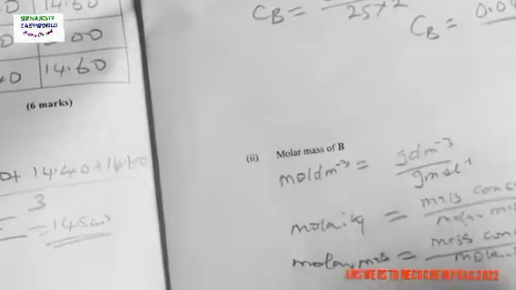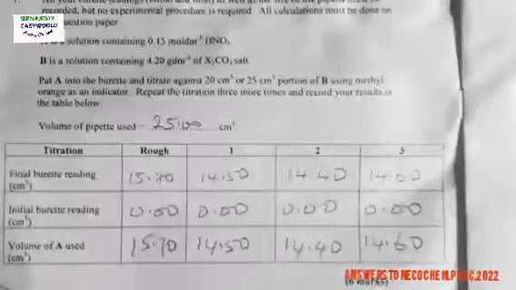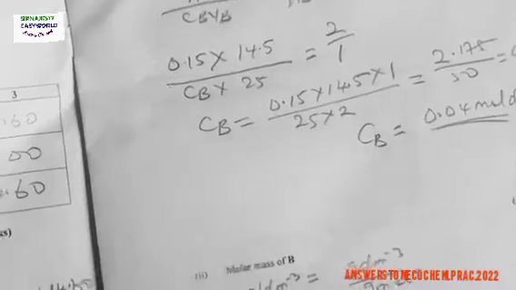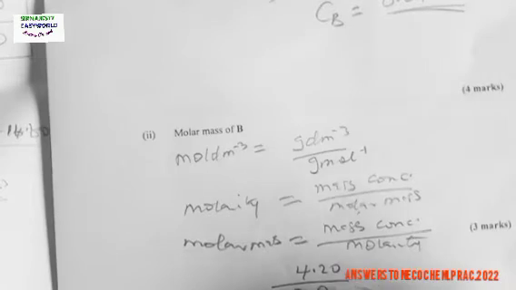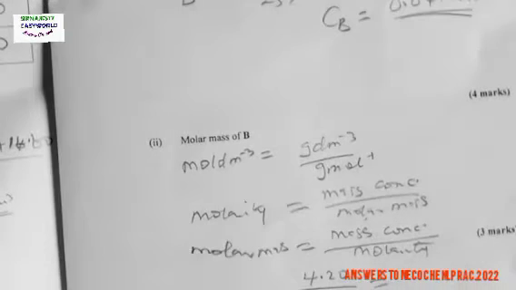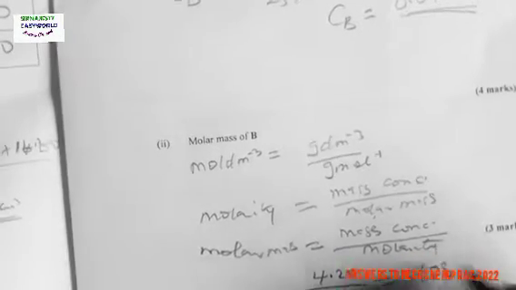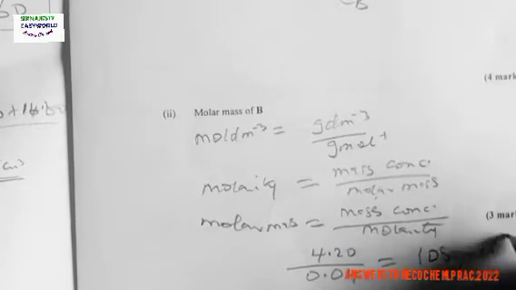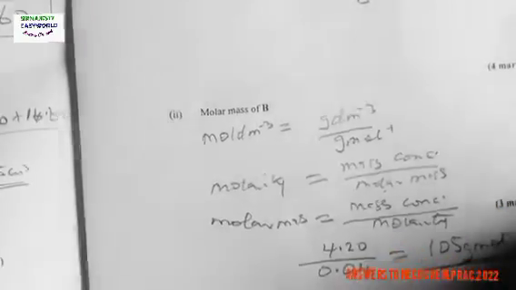And the mass concentration was given in the question. Mass concentration of B over here is 4.2. Then the mass concentration is 4.2, while the molarity is 0.04, which is what we now have. So 4.20 divided by 0.04 will give you 105. So in this case, 105 gram per mole is our final answer for the molar mass of B.